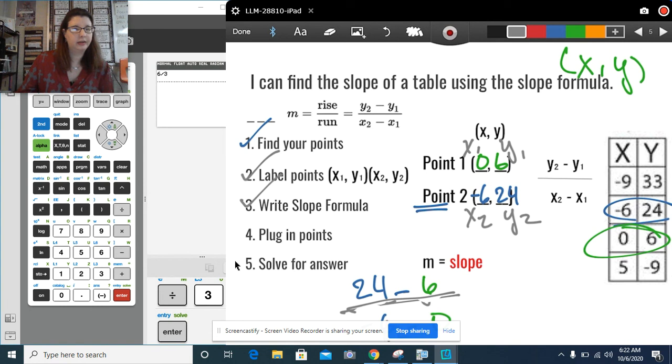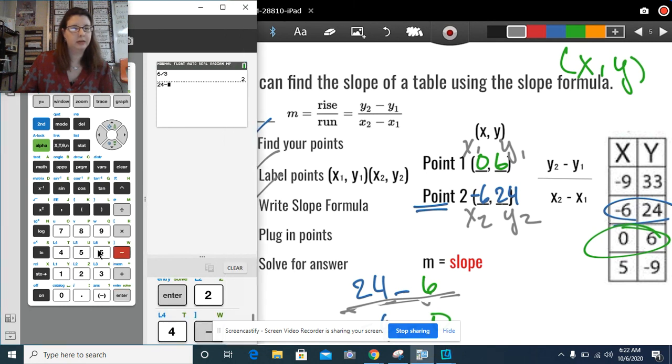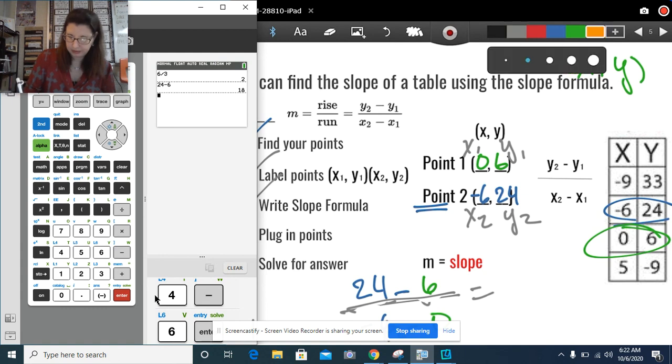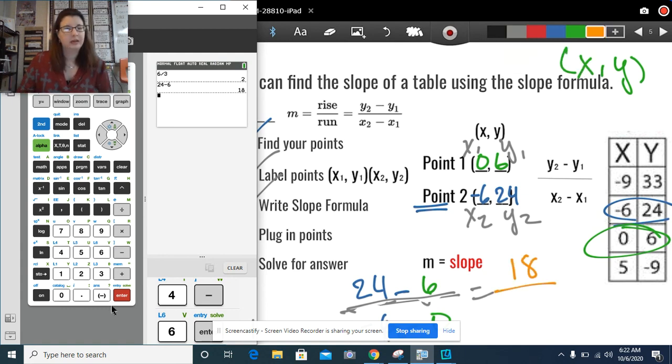Let me use my calculator. I just want to make sure my numbers are right. 24 minus 6 gives me 18. So I have 18 on top. And then I have -6 minus 0. -6 minus 0 is -6. Now remember, that line means to divide.